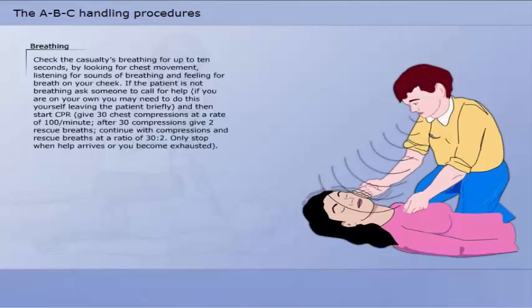Then start CPR. Give 30 chest compressions at a rate of 100 per minute. After 30 compressions, give 2 rescue breaths. Continue with compressions and rescue breaths at a ratio of 30:2. Only stop when help arrives or you become exhausted.